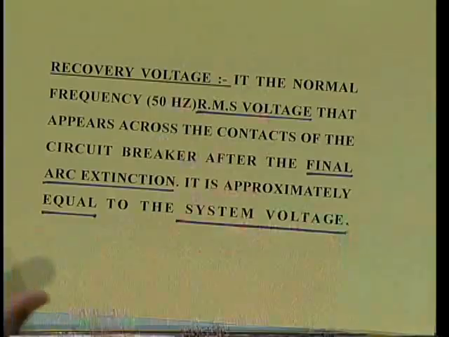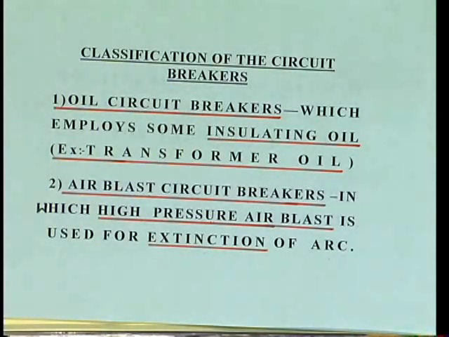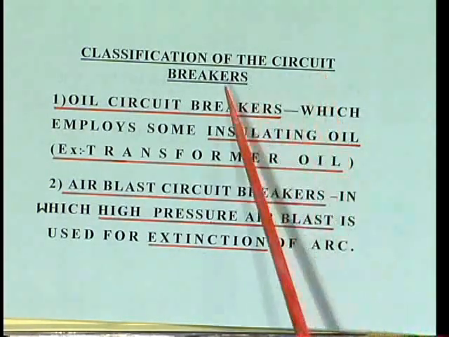Next is types of circuit breakers. There are four types of circuit breakers. One is the oil circuit breaker, second is the air blast circuit breaker, third is the SF6 circuit breaker, and fourth is the vacuum circuit breaker. That is the classification of circuit breakers.